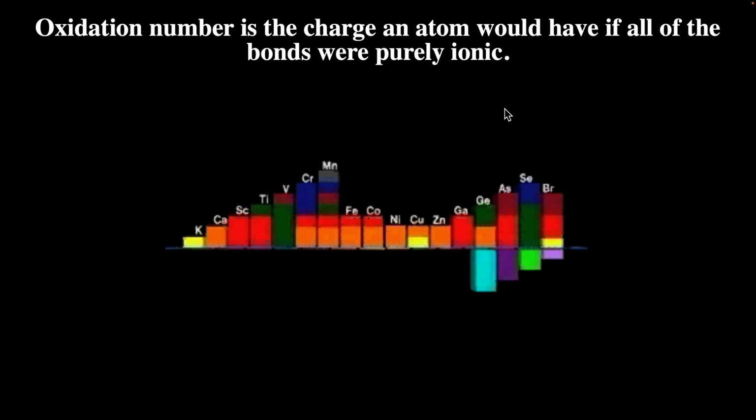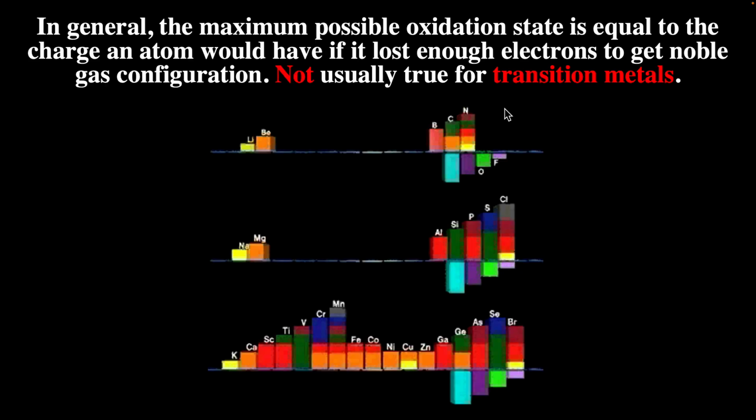And so please remember, oxidation number, oxidation state, same thing, is the charge an atom would have if all the bonds in the molecule were purely ionic. In general, the maximum possible oxidation state is equal to the charge an atom would have if it lost enough electrons to get noble gas configuration. For nitrogen, it loses 5, so 1, 2, 3, 4, 5, it will have a noble gas configuration, so the maximum oxidation number for nitrogen is 5. For carbon, if it loses 4, 1, 2, 3, 4, that would give it a maximum oxidation state of +4.